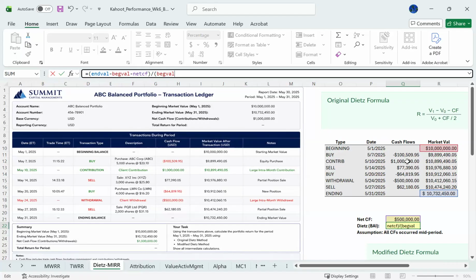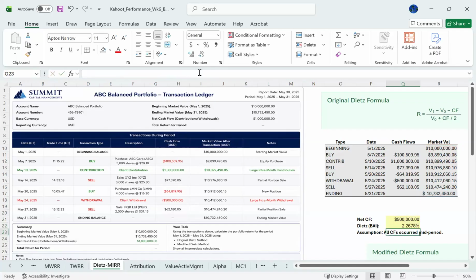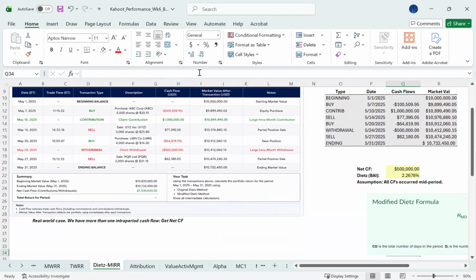So their way of doing so is adding the net cash flow in the denominator. It's like, hey, wait, our investment is not only 10 million, our investment is 10.5 million. But then we're going to weight this, by dividing it by 2. So now that is their approach to essentially assume that that net cash flow was received mid-period, in the middle of the period. And there we go, we have 2.2678%.